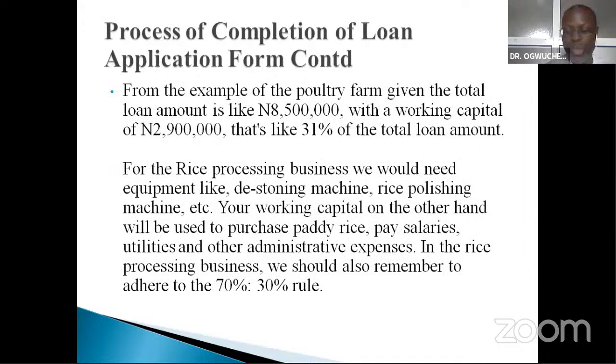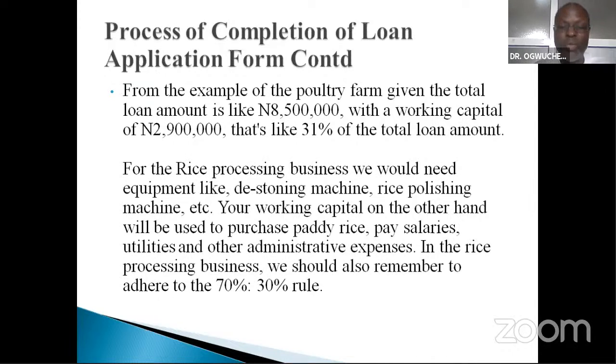For the example of the poultry farm we are giving, the total loan amount will come to about 8.5 million, with a working capital of 2.9 million. That is about 31% of the total amount. If we take the SME example, rice processing, it is not the same thing as agricultural business, farming. Rice processing is an SME, because this one is processing, not rice farming.